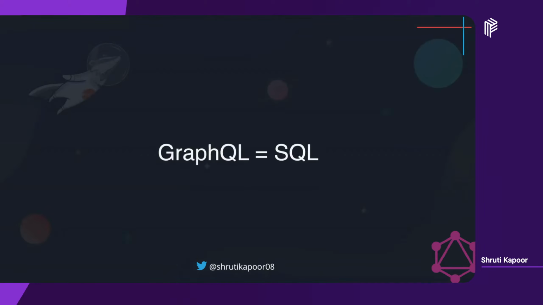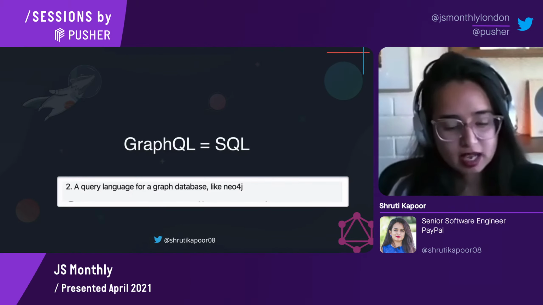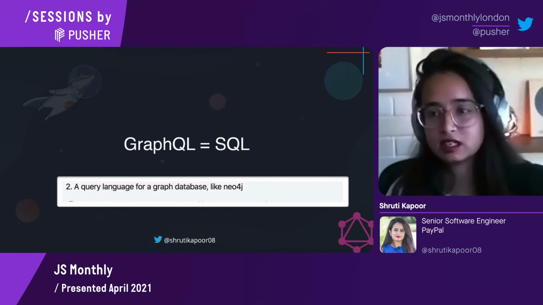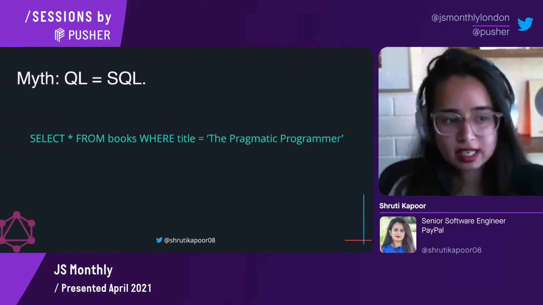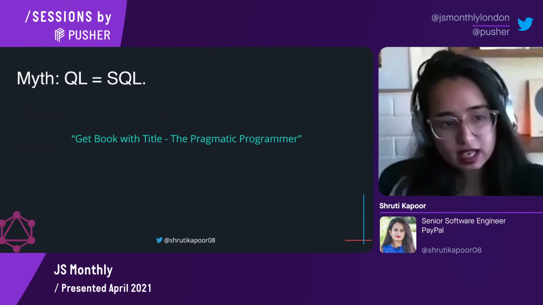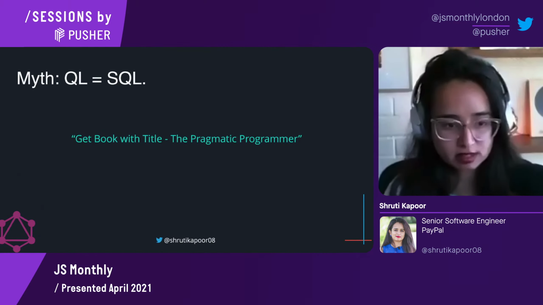The next misconception is that GraphQL is similar to SQL. And I think that's probably because of the QL in GraphQL. A lot of people have the misconception that it's another query language for databases, and that we may have to do something like select star, like a query language. But actually, the query language of GraphQL just means that this is a way for asking for data.